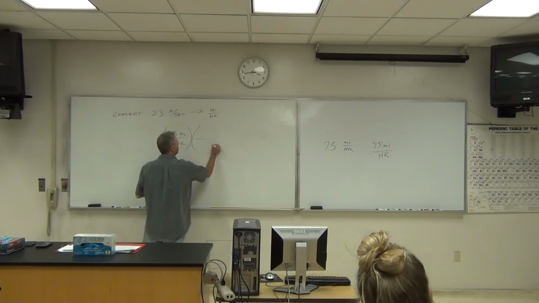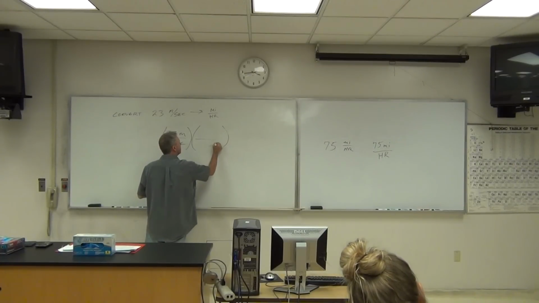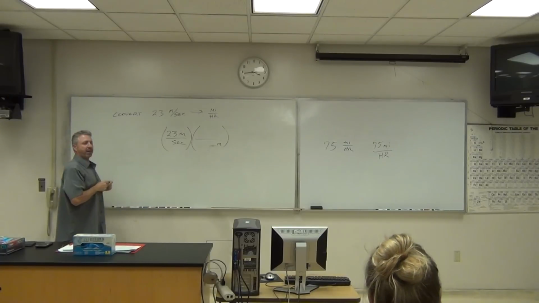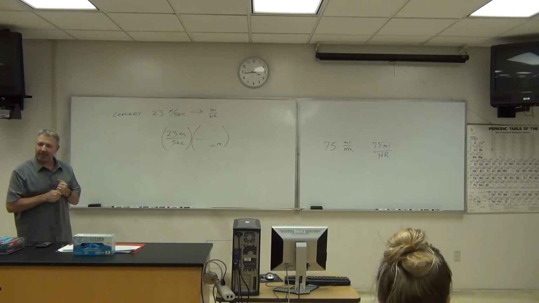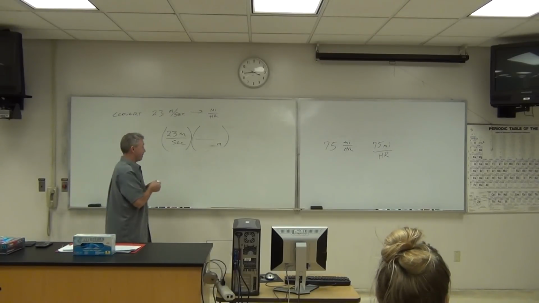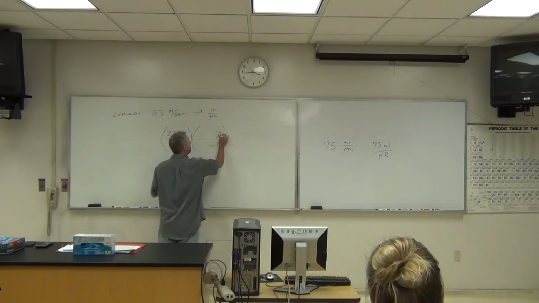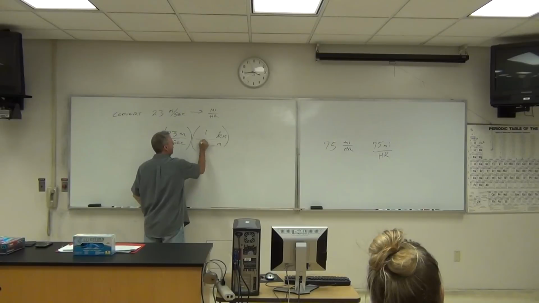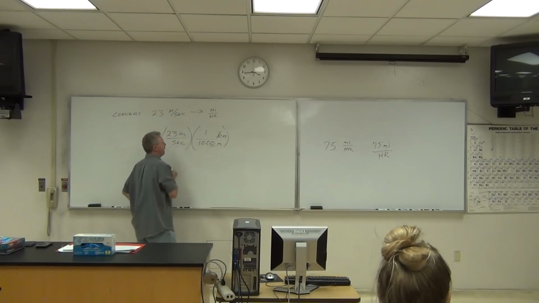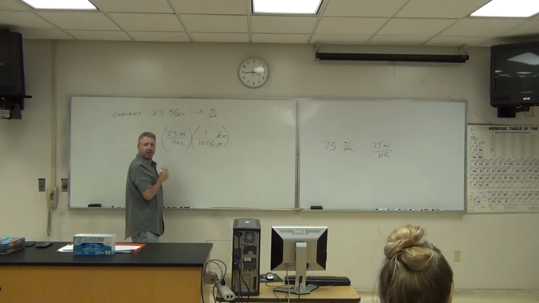I have meters on the top, so I have to have meters on the bottom. What are some of the possible conversions of the meters? Where do I want to take it? Kilometer? Okay. What is that conversion? 1 kilometer to 1,000 meters. Meters are gone.